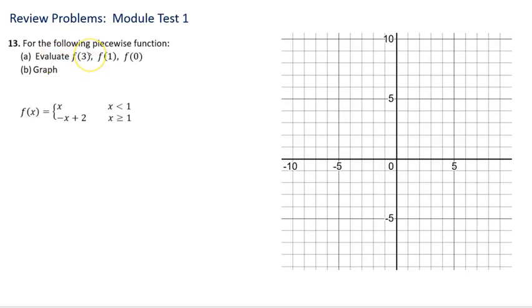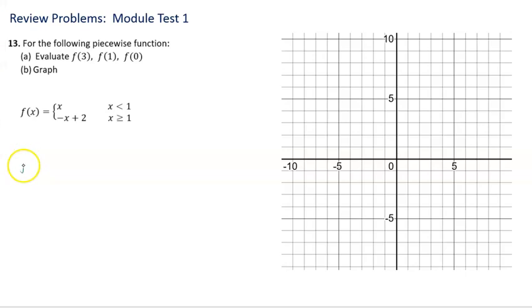So f of 3. Now here's what I want you to know about piecewise functions. And you should already know this because you're at the review stage, not at the learning stage. But these guys over here are directions. This is telling you which equation you're supposed to use depending on your x value. So, if x is less than 1, you're supposed to use x. If x is greater than or equal to 1, you're supposed to use the equation negative x plus 2. So it's like it's 2 separate equations.